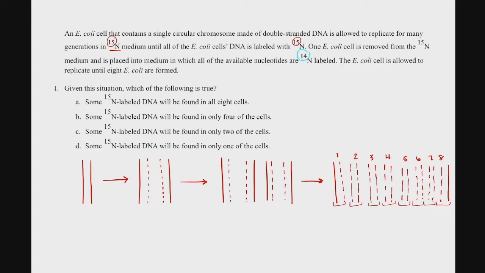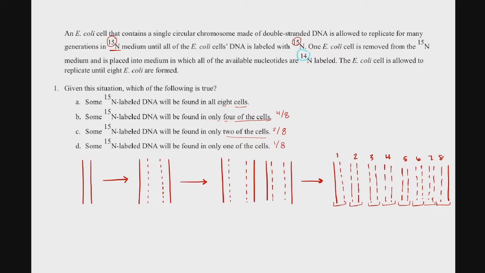To help us navigate this multiple choice, I drew a picture down here. First, I'm going to go through our answers and then check with the diagram I drew below. So A, some N15 labeled DNA will be found in all 8 cells. B, some 15N labeled DNA will be found in only 4 of the cells. C, some 15N labeled DNA will be found in only 2 of the cells. And when they're saying 4 of the cells, they're saying 4 of the 8 produced, or 2 of the 8 produced. D, some 15N unlabeled DNA will be found in only 1 of 8 of the cells.